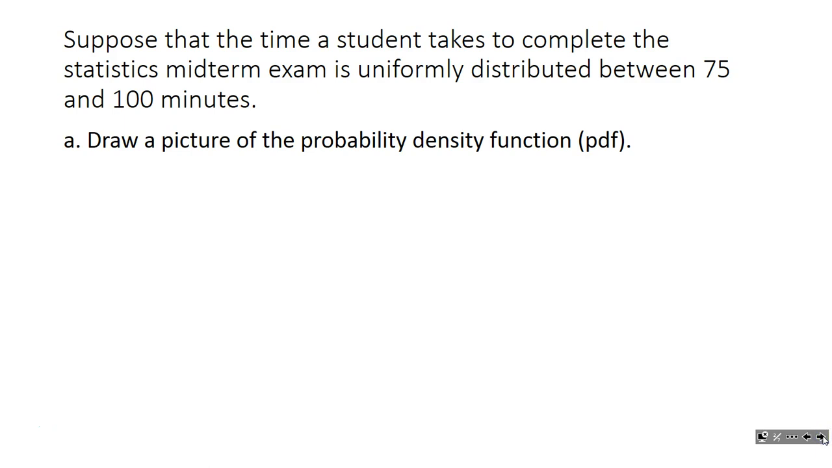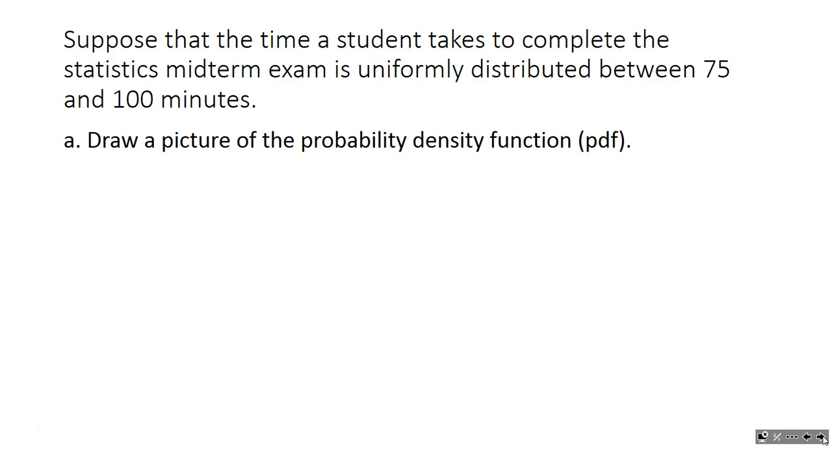So here's a question. We're going to stay with this initial statement, which is: suppose that the time a student takes to complete the statistics midterm exam is uniformly distributed between 75 and 100 minutes. We're going to do a whole bunch of questions related to this. First question is, let's just draw a picture of the probability density function, abbreviated PDF.